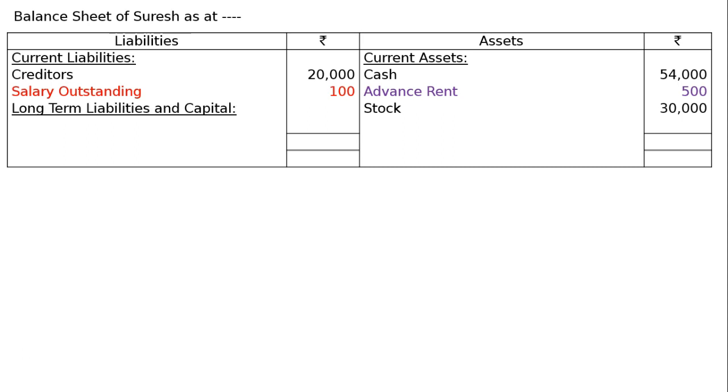Then capital, long term liabilities and capital. Capital is rupees 64,400. We have to total both the sides. It is 84,500 both the sides. This is tallying and this is the final answer.